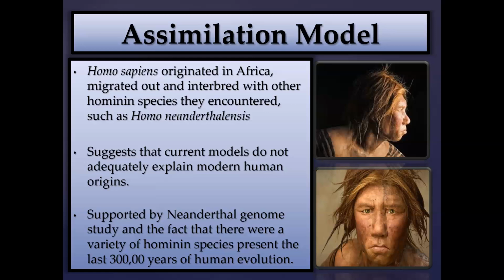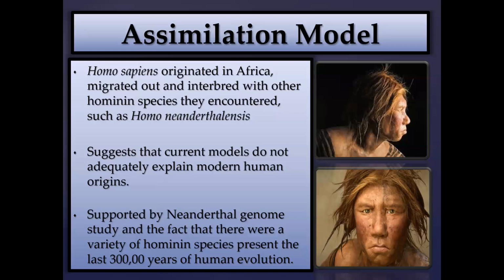And it is certainly supported by the Neanderthal genome study that was published in 2010, and the fact that there were a variety of hominin species present in the last 300,000 years of human evolution. So the Neanderthals were present, Homo sapiens were present, Homo heidelbergensis was present, possibly Homo antecessor, possibly Homo naledi, Homo floresiensis. So even based on the evidence we have thus far, there was a handful of hominin species present over the last 300,000 years.